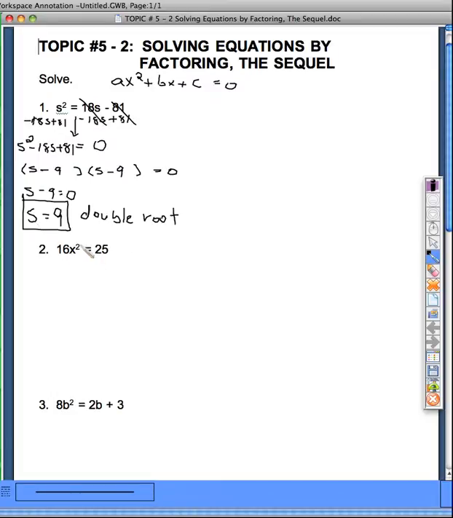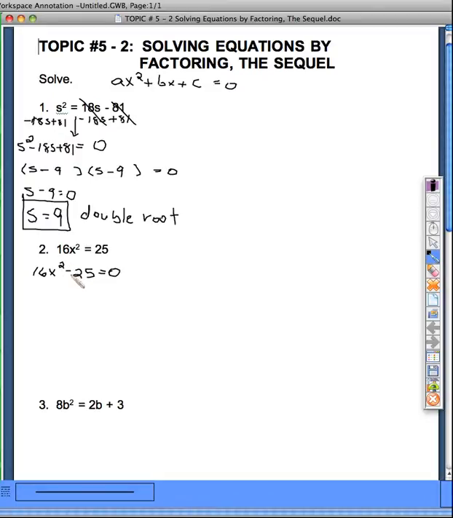we only have an x squared term and a constant. When we move the 25 over, we end up with 16x squared minus 25 equals 0. Now, when you have a binomial, a square term, there's no x term, it's just the square term and the constant. Look to see if you can take the square root of each of those terms, which we can, and that there's a minus sign between them.